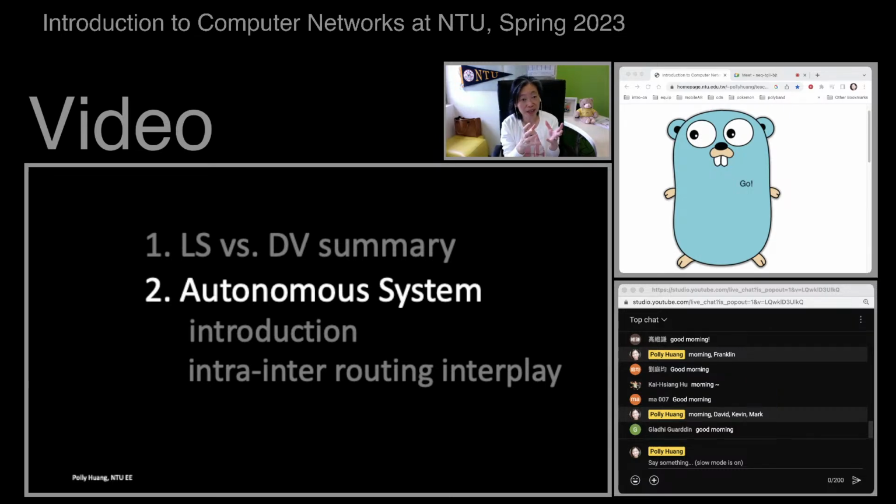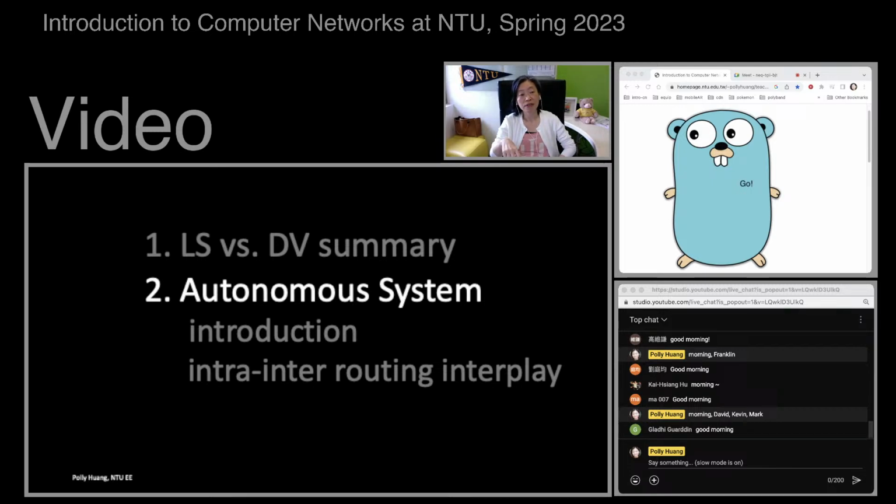Being autonomous is the key word. These subnets or domains can work independently. So if Polly asks you, you are the network admin hired by an autonomous system, which routing algorithm would you prefer running in your domain, link state or distance vector? Guys, type it up in the chat. If you are a network admin of an autonomous system, which routing algorithm would you use? All right, and the next video coming up is 4.5 minutes.